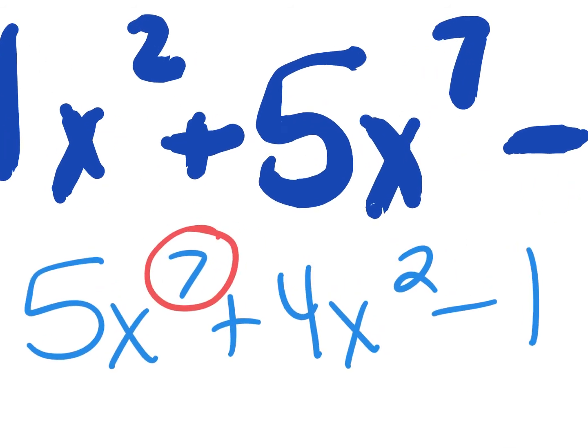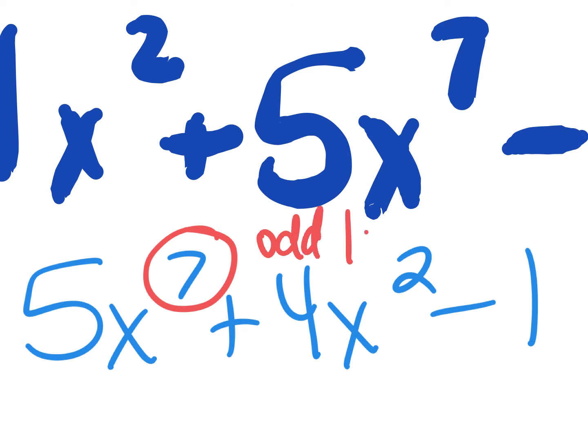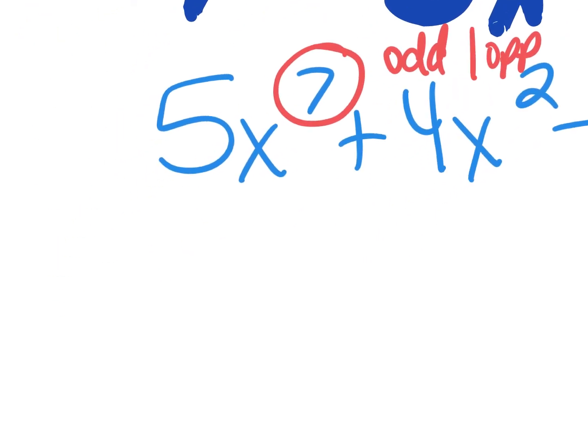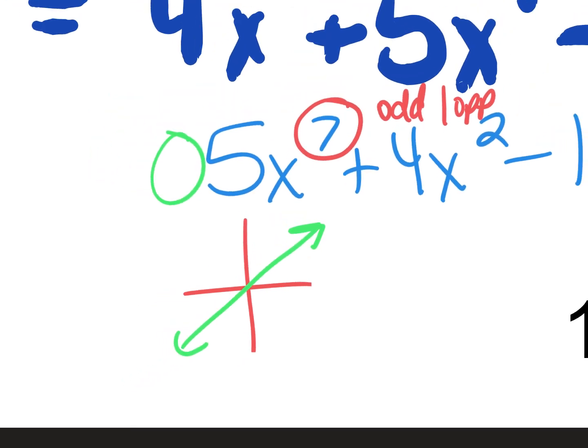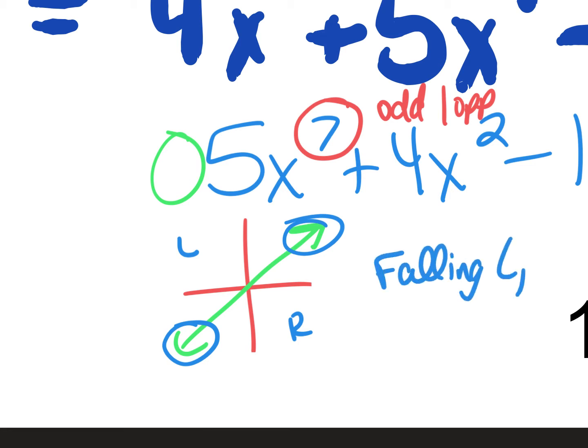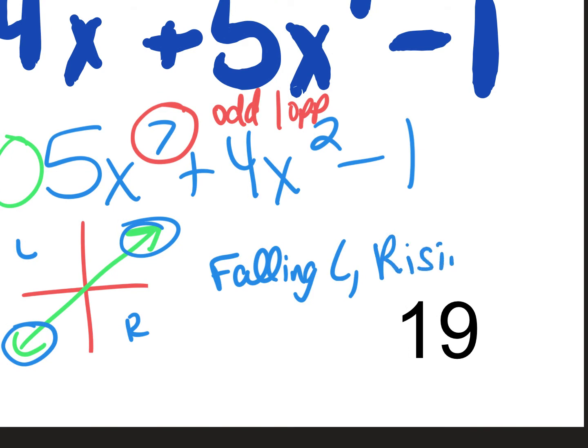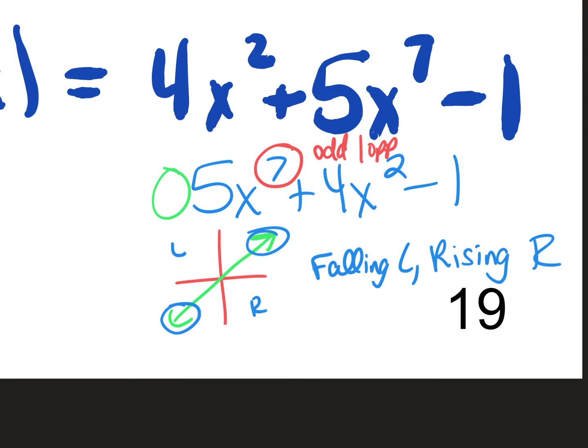What kind of a number is 7? It's odd. So I think opposite. Good. Now I look at the leading coefficient. Is this a positive or a negative? Positive, so it's going to be going upwards. How many bumps are inside of this graph? 6. But I know what the ends look like. So here's the end and here's the end on the left-hand side and the right-hand side. What's going on the left? It's falling left, and perfect. Good job. Does that make sense? Everybody good? Any questions? No?